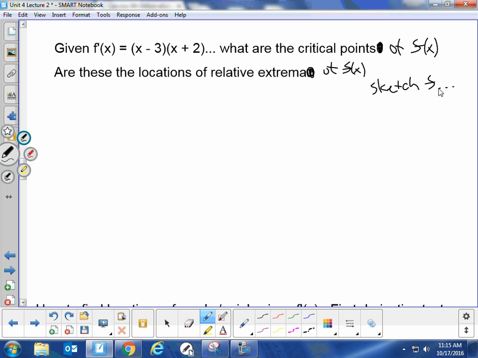All right, so this is f prime. The questions are asked about f, but we know that to find a critical point of f, it's when f prime equals 0 or undefined. So step 1 is to find these critical points. Go ahead and do that. Very easy because it's already set up for you nicely.